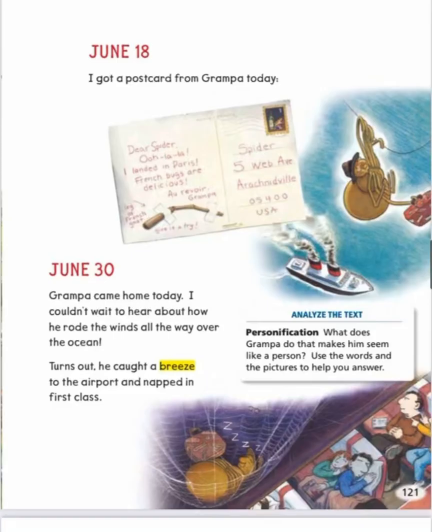June 18th. I got a postcard from Grandpa today. June 30th. Grandpa came home today. I couldn't wait to hear about how he rode the winds all the way over the ocean. Turns out he caught a breeze to the airport and napped in first class.